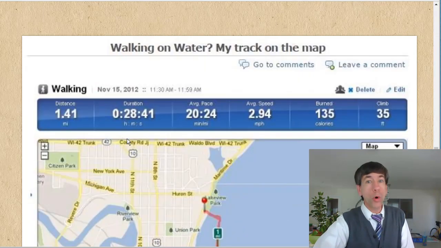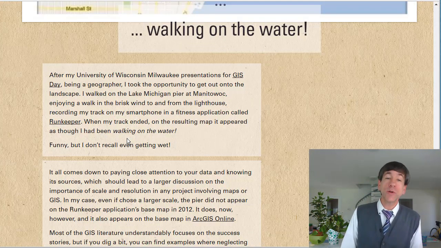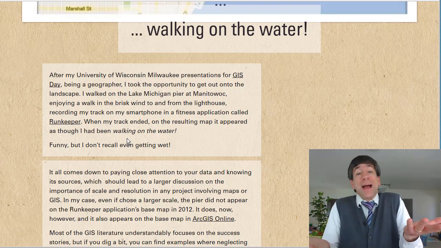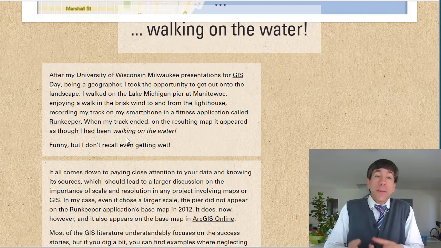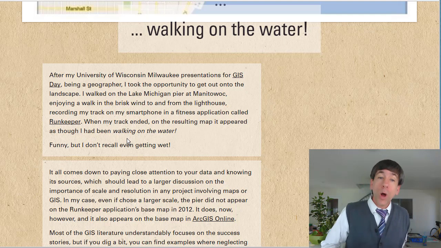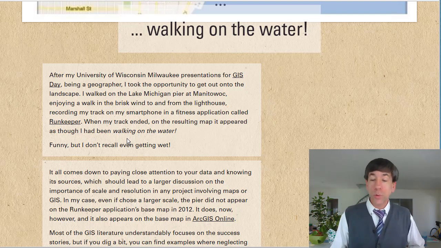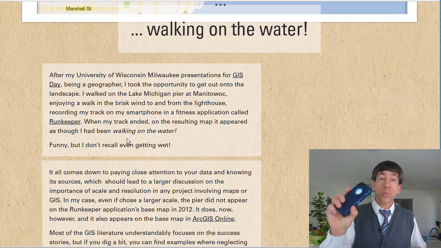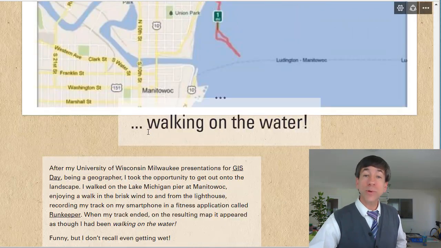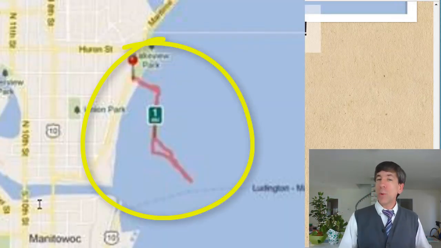Maps change, or walking on the water. After my day at the University of Wisconsin-Milwaukee presentations for GIS Day, being a geographer, I took the opportunity to get out under the landscape, as you would have done. I walked on the Lake Michigan Pier at Manitowoc, enjoying a walk in the brisk wind to and from the lighthouse, recording my track on my smartphone in a fitness application called RunKeeper. When my track ended on the resulting map, it appeared as though I was walking on the water, as you can see here. Funny, I don't recall even getting wet.